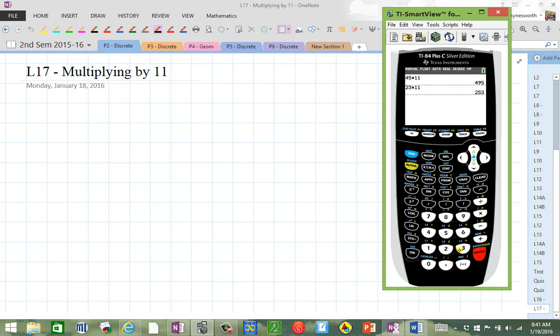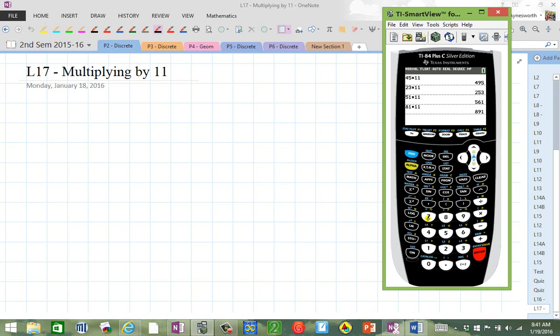All right, let me do it a few times here. Let's take 51 times 11. Look at the 51, look at the answer here. You'll notice the digits are included here, and there's something going on. Let me do it one more time. Let's take 81 times 11. Look at the answer there.